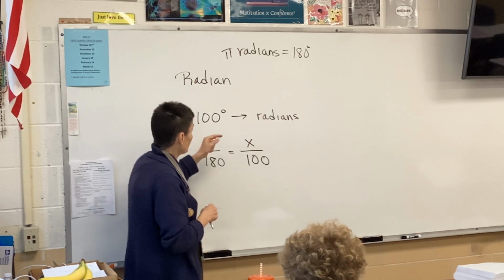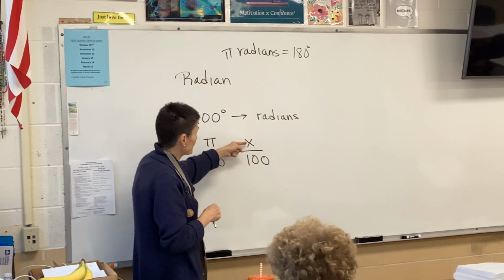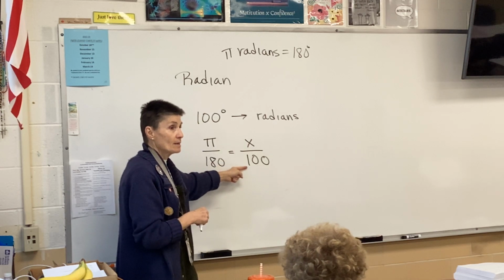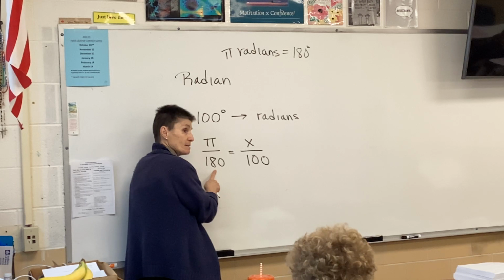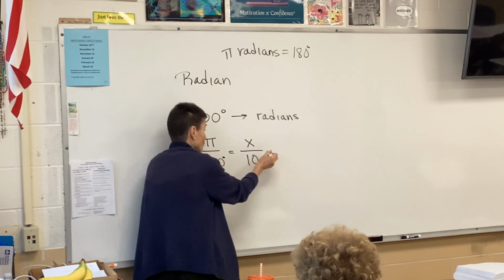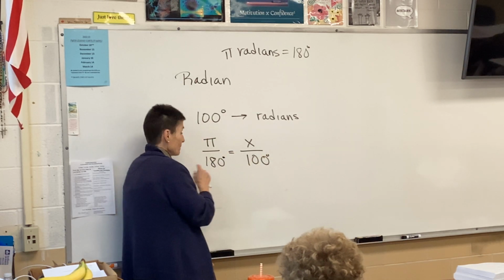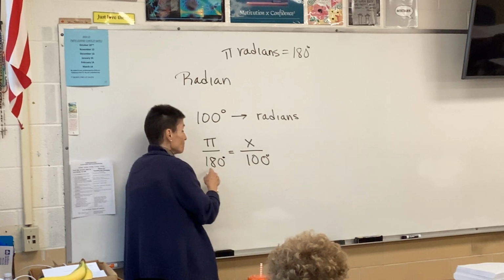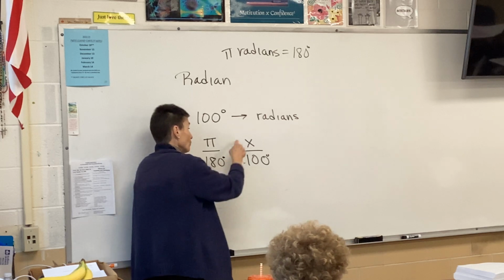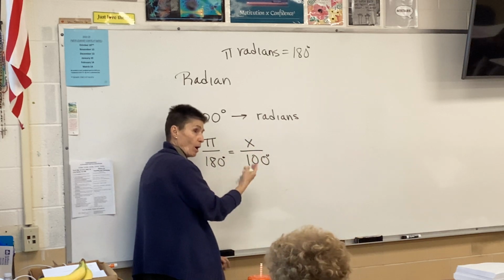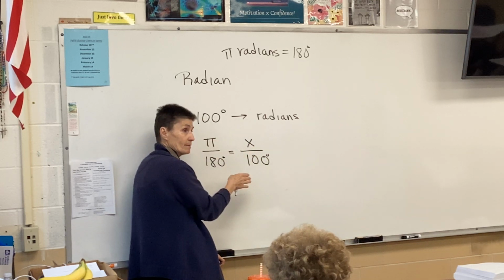In this problem, we want to know how many radians are 100 degrees. Does it make sense to you that the 100 is on the bottom where the 180 is? Because these are the degree measures, right? They have to be in the same spot in the proportion. So we're always going to have pi over 180, and then over here, whatever is in our problem. In this case, it's 100 degrees.